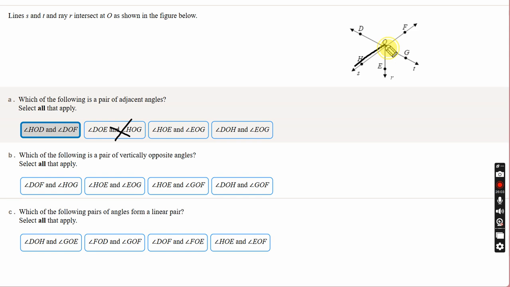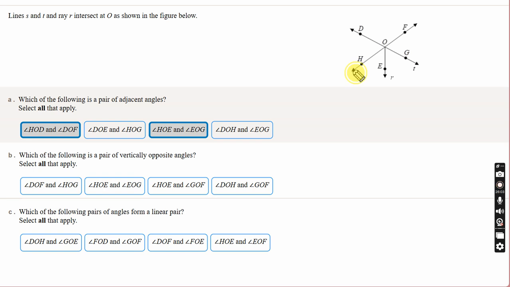Now HOE and another one, EOG. Now you can see that they have two opposite rays and one that is the common one. So we can choose that, right? These two are our answers. We can choose DOH and EOG.